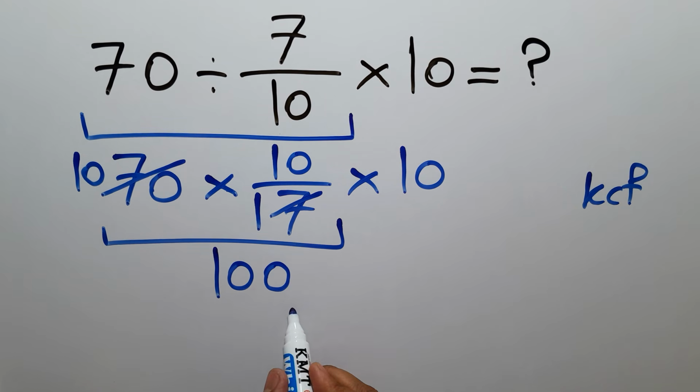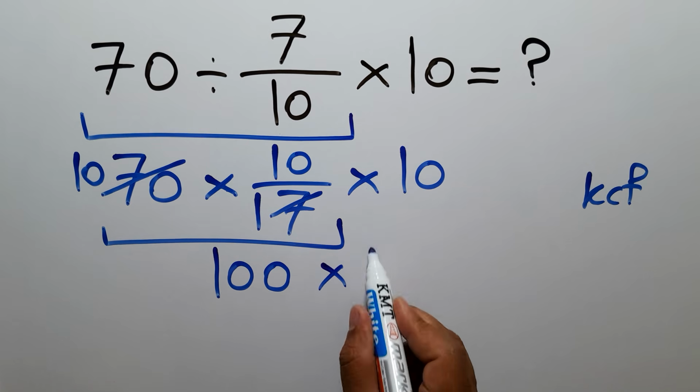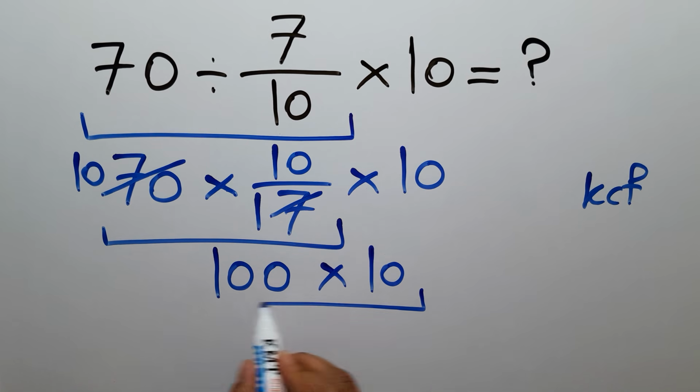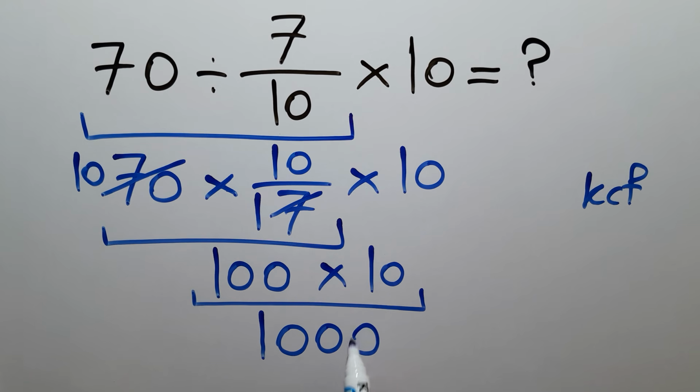So we have 100 times 10, which gives us 1000. And this is our final answer to this problem.